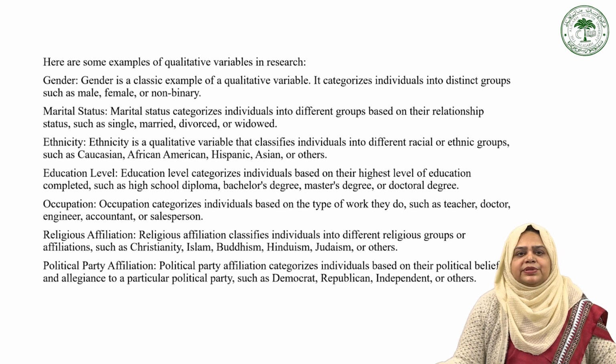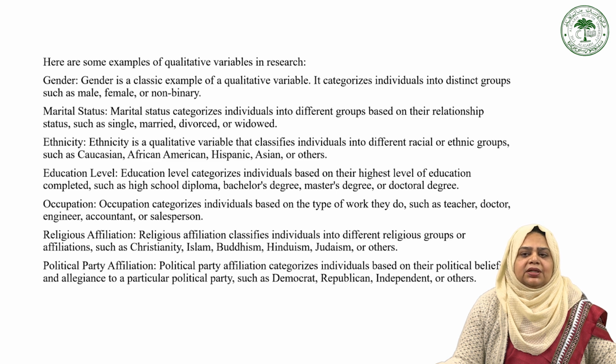Here are some examples of qualitative variables in research. Qualitative variables in research are non numerical characteristics that can be grouped together. For example, gender, marital status, ethnicity, education level, occupation, religious affiliation, and political party affiliation. Gender categorizes individuals into groups as male, female, or non binary.